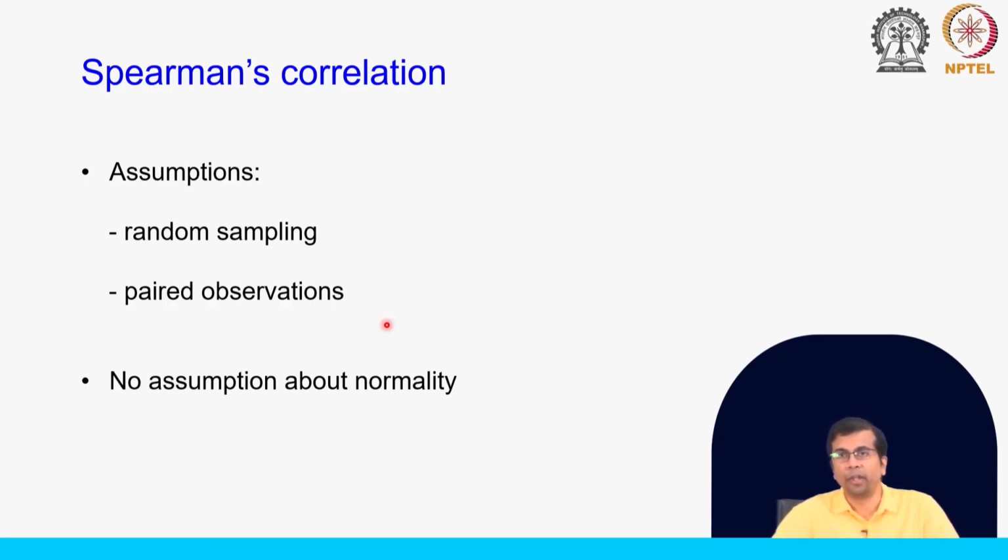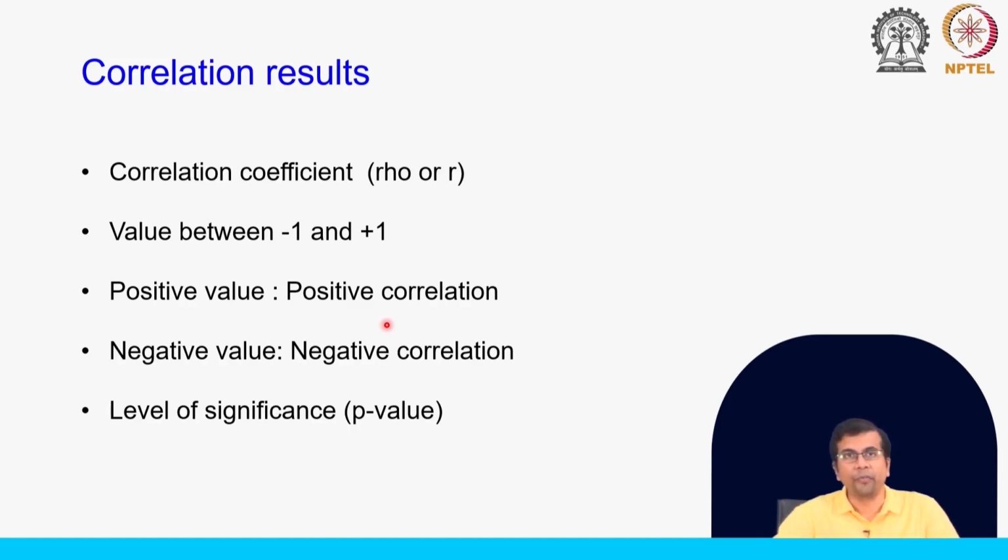When we are doing correlation analysis, most of the time you will have paired observations. So, the paired observation assumption is also valid. What you get when you do this correlation analysis is the correlation coefficient, which we denote by rho or r. Sometimes we refer to rho for Spearman's correlation, or r for Pearson's correlation, or sometimes we write Rp and Rs. One is Spearman, another is Pearson.